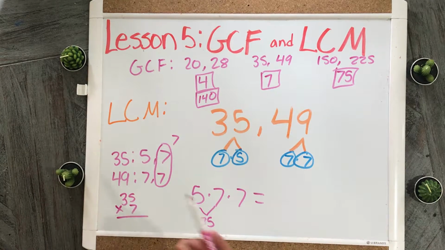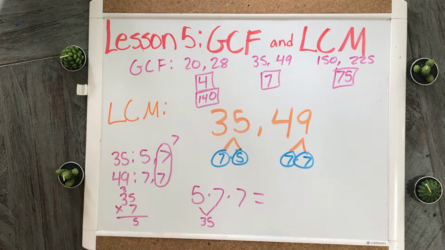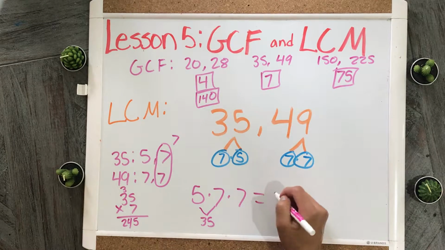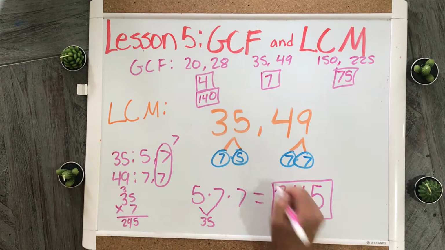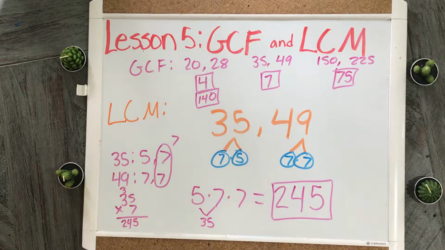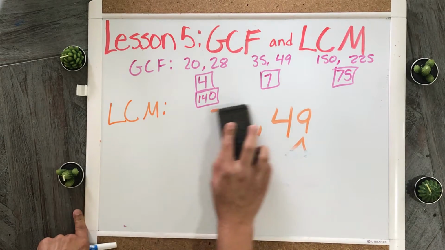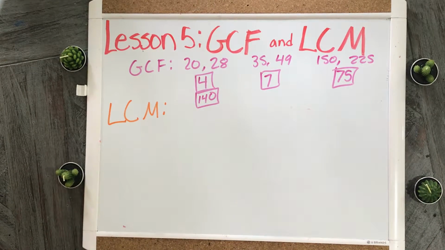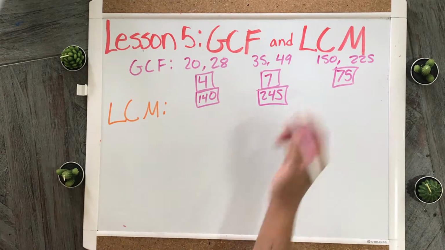What is 7 times 5? 35 again. And 7 times 3 is 21, plus 3 is 24. I keep doing that. Our least common multiple of 35 and 49 is 245. Alrighty. I'm still thinking we're in GCF, but we are in fact in least common multiple, LCM. Alright, so let's do our last example of 150 and 225. So this one was 245 for the LCM.